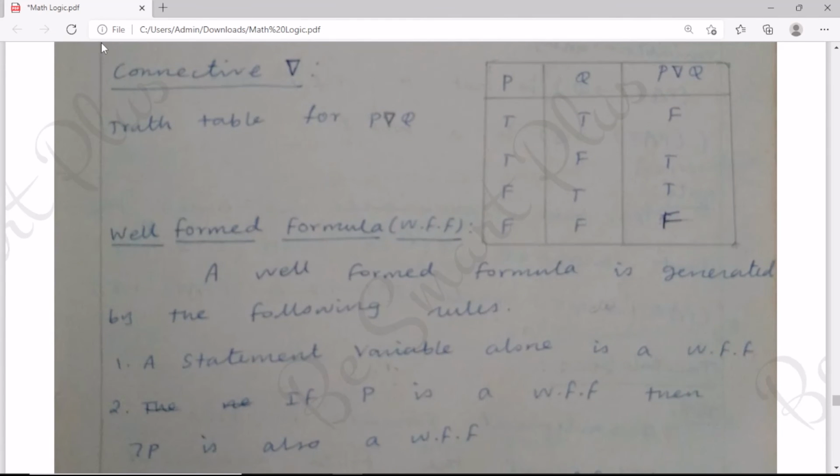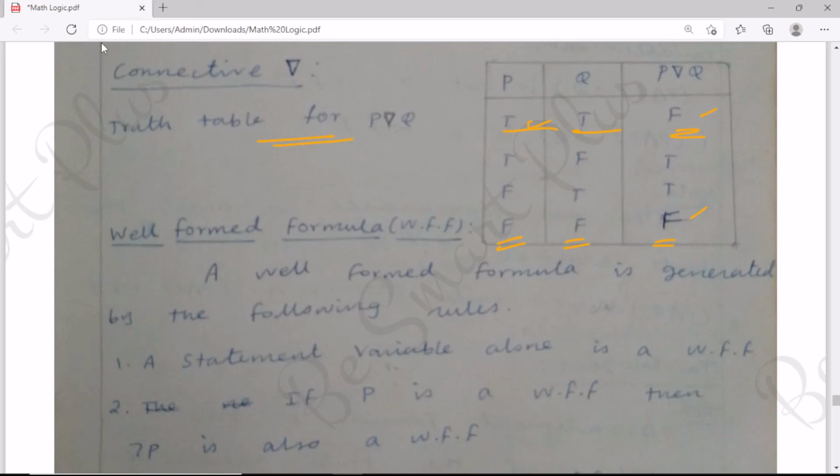Next we have to discuss the connective. So the truth table for P del Q, that is the connective. Here P del Q takes the value false only whenever the truth values are identical, so you have to take the value false.